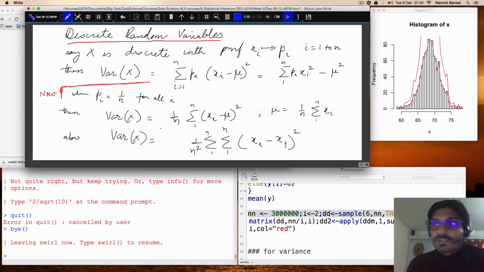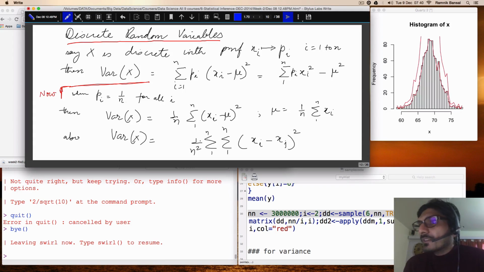Okay, so now when probability pi is equal to 1 by n for all i, then what happens? The variance becomes nothing but 1 upon n, summation of xi minus mu, the whole square. So that is what we started off with. So this is what we get.